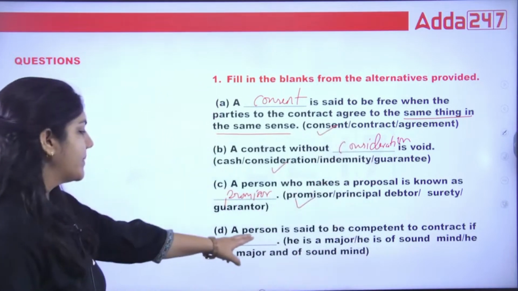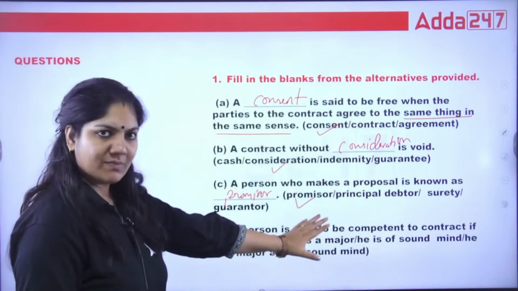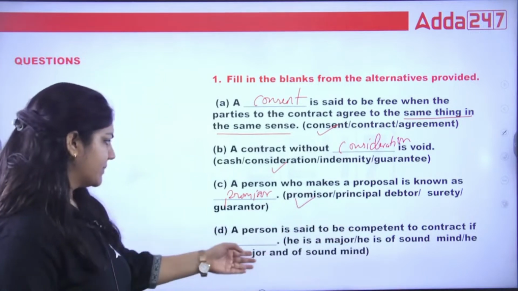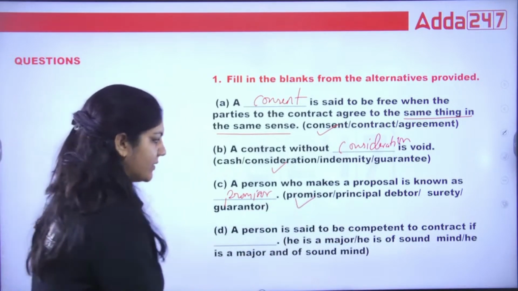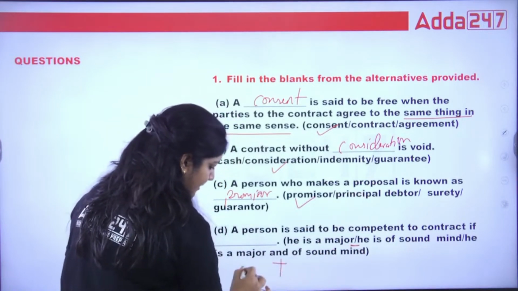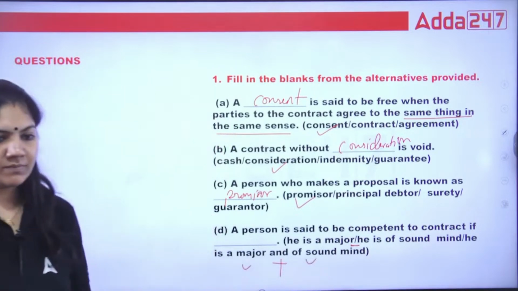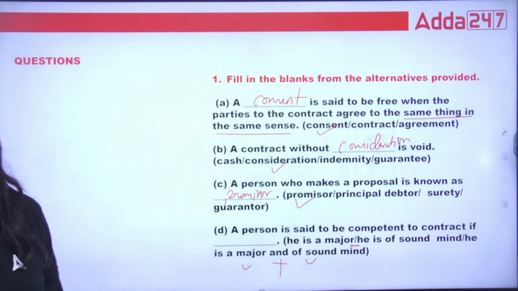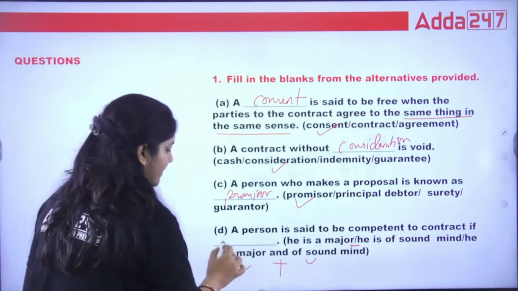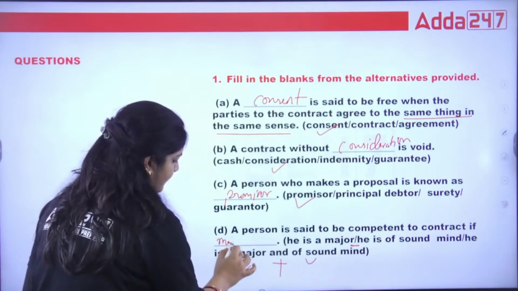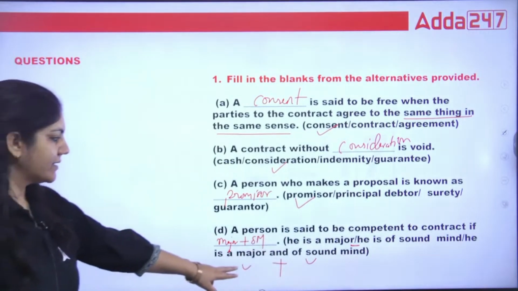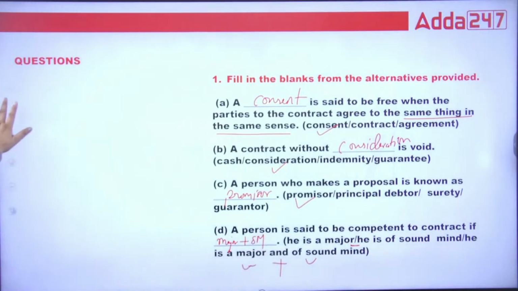Okay. A person is said to be competent. Competent means capable to do a contract if he is a major and of sound mind. In this option, there is a slash and this is 'and'. 'And' means this one also, this one also. So what is the right answer? A person is said to be competent to contract when he is a major plus of sound mind. So D, this one is the right answer. Okay, so this is the question.